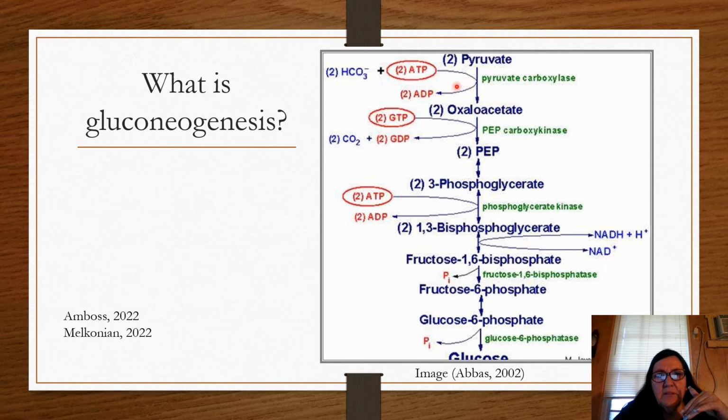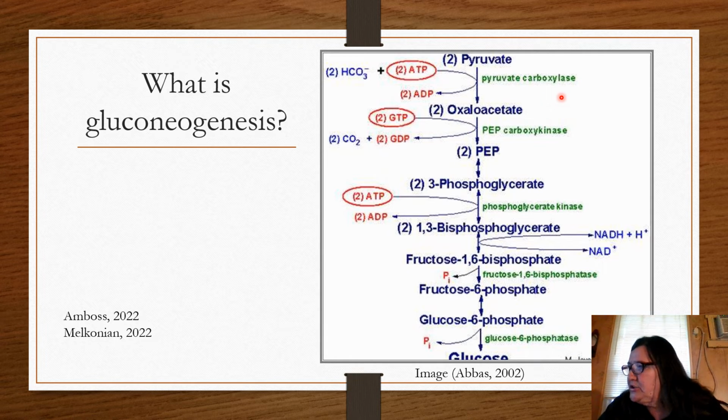So you'll see here at the top, you have 2 pyruvate molecules. This is how it works: pyruvate is carboxylated to create oxaloacetate by pyruvate carboxylase, and that occurs in the mitochondria. It requires ATP, and it also requires a coenzyme, biotin. This is considered the first bypass step.